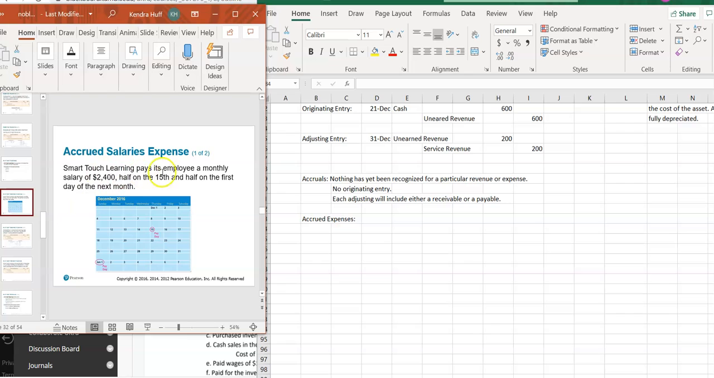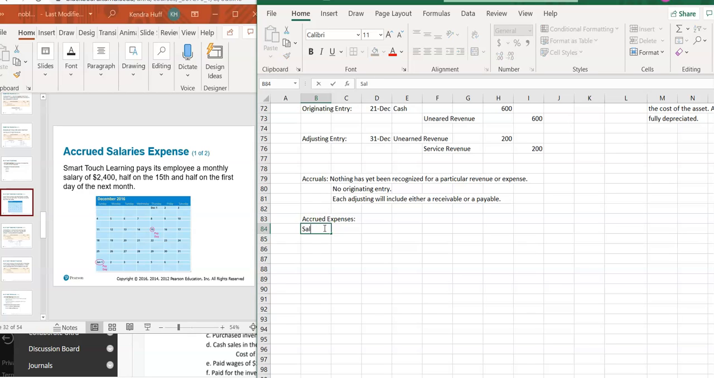Smart Touch Learning pays its employee on a monthly salary of $2,400, half on the 15th and half on the first day of the next month. So the 15th is not a problem. It gets recorded the normal way. It would just be like salary expense and cash. But the last one doesn't get recorded until January 1st, but really they've earned it by December 30th. They're done earning it, and it needs to be recorded in that month.